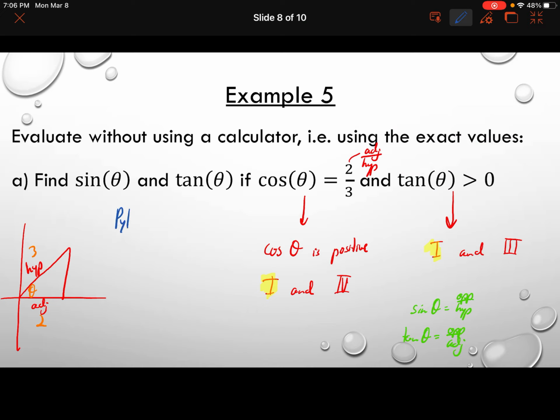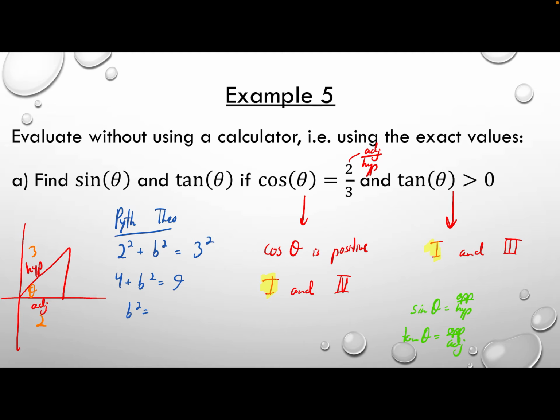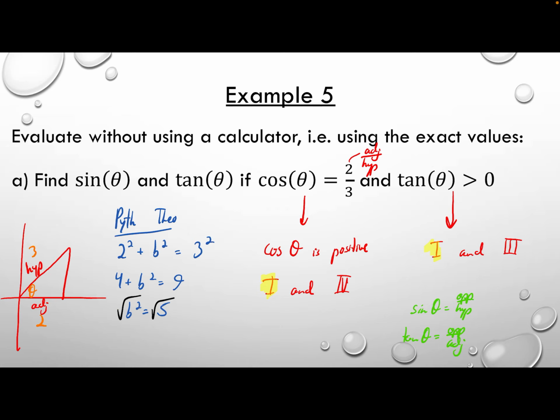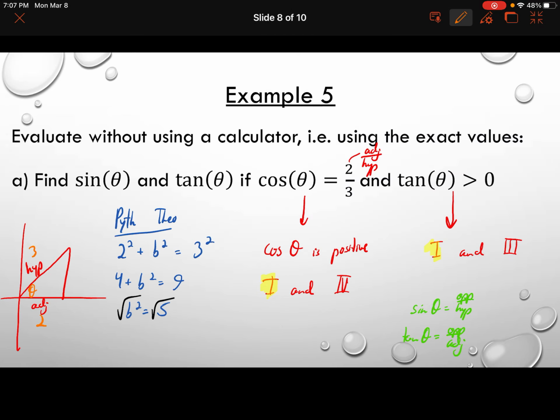So let's do that. Pythagorean theorem: 2 squared plus b squared is equal to 3 squared. We know the hypotenuse this time, people. That's why we put the 3 where the c used to be. So we have 4 plus b squared is equal to 9. Subtract 4 from both sides. b squared is equal to 5. Take the square root of both sides, and we end up with b is equal to the square root of 5.